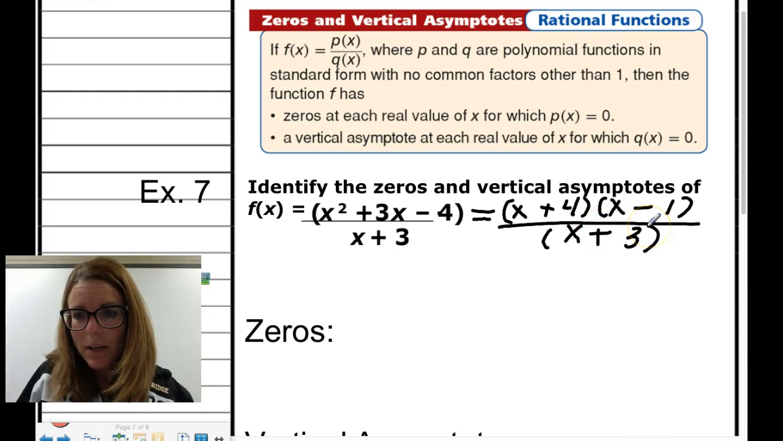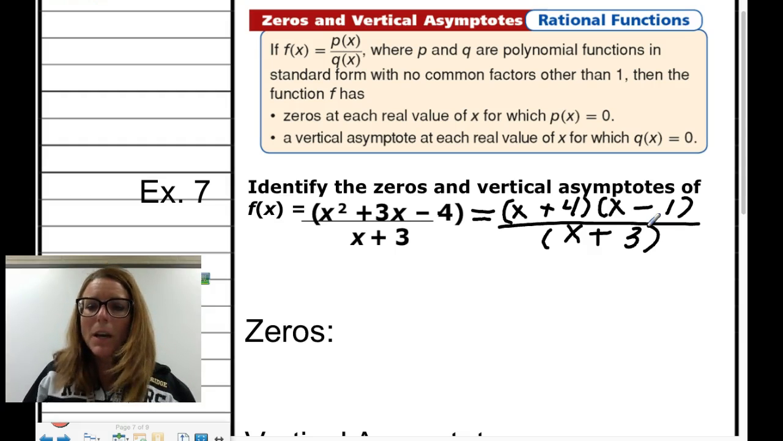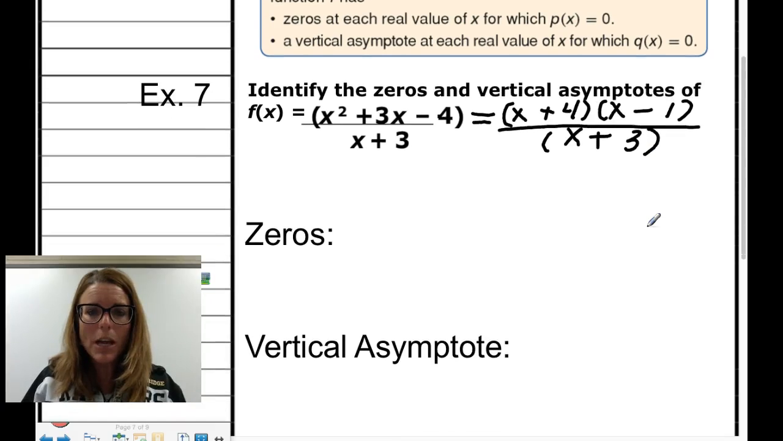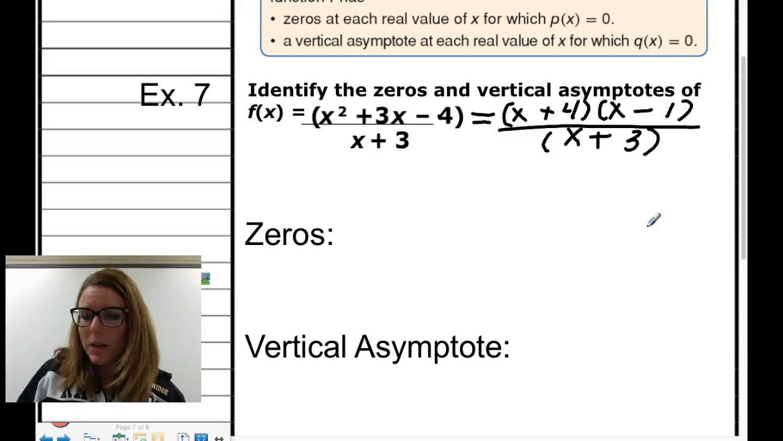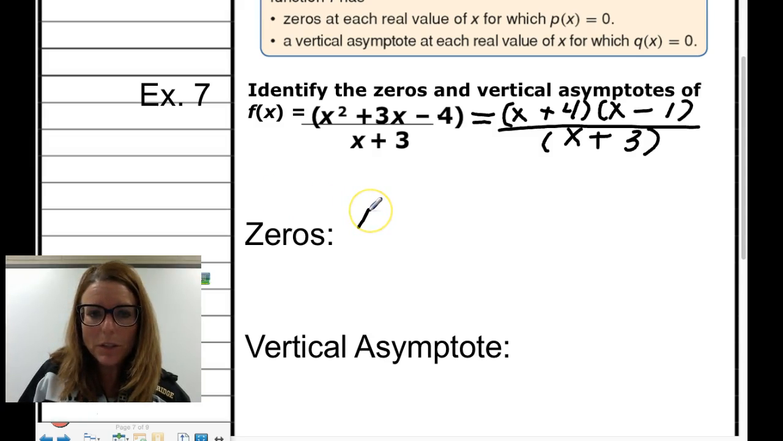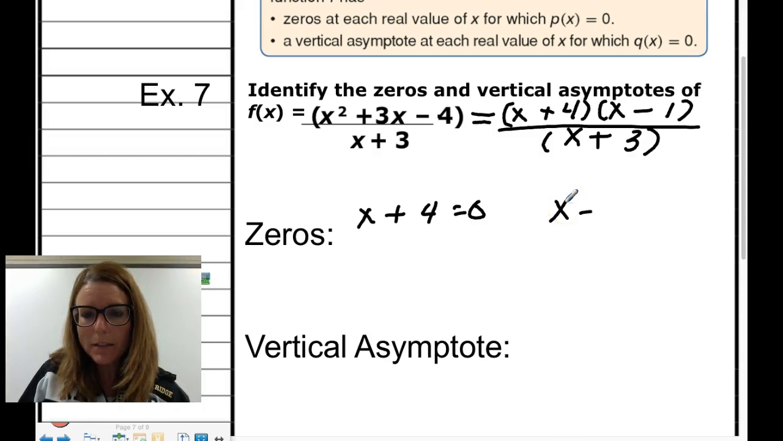Okay, Miss Boyd's going to be so proud of me. We did it. Now it's just like the example we just did on the last page. The zeros are where we look at the numerator and set each of those factors equal to 0. x plus 4 equals 0, and x minus 1 equals 0.